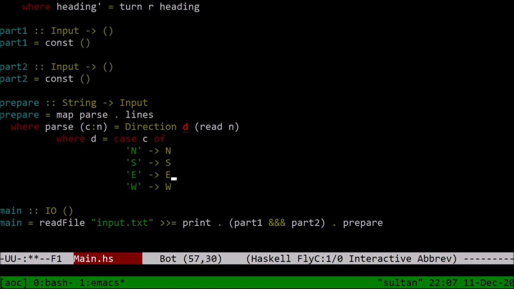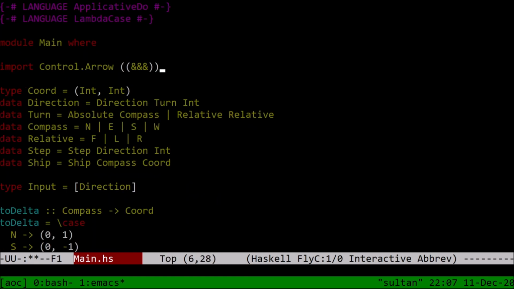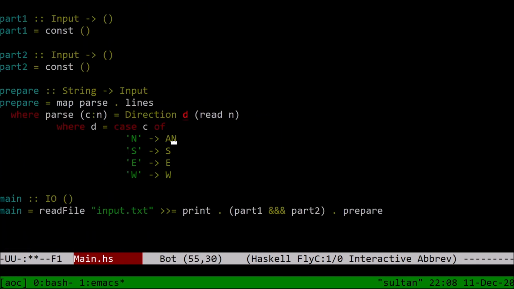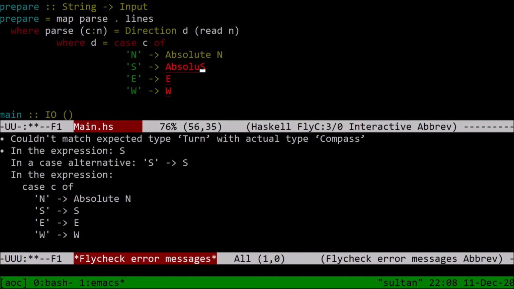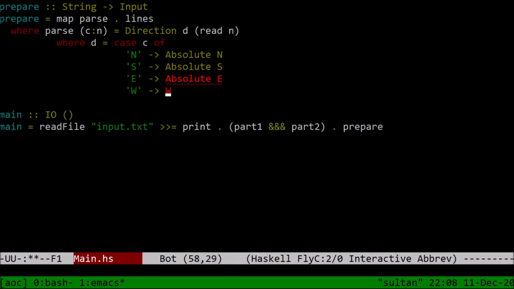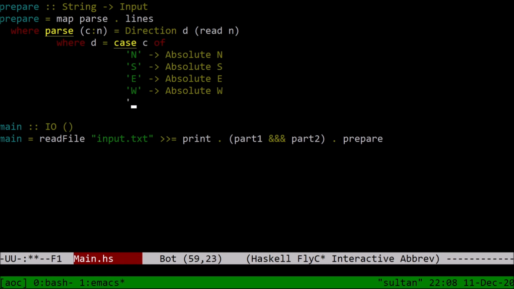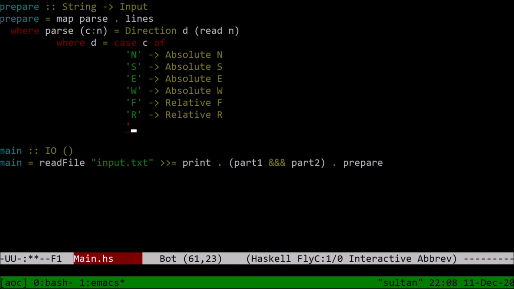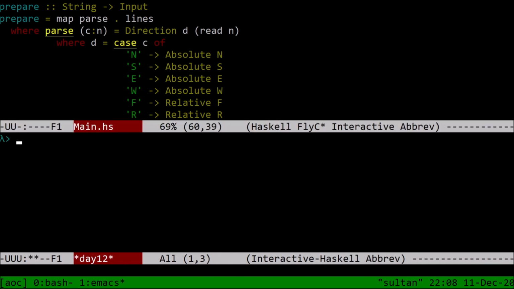Oh, hang on. I have to actually wrap these in absolute, don't I? Yeah. Kind of lame, but okay. F relative F, R relative R and L relative L. So let's test this real quick.